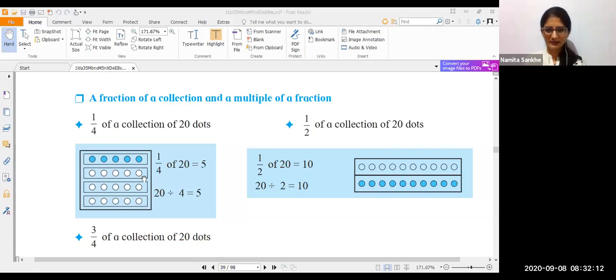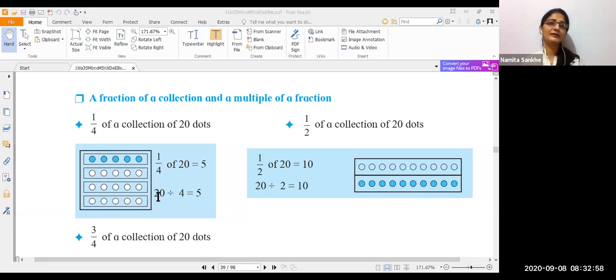See here, the sets of dots you see. These are total 20 dots and they are given in five in one row. Here in this row, there are 5. Here in this row, there are 5. This 5 and here also 5. So it is a set of 20 dots, a collection of 20 dots. Now we have to find the 1/4 part of that 20 dots. So 1/4 of 20. See the shaded region. The colored dots are nothing but a 1/4 part of that 20 dots. So 1/4 of 20 is equal to 5.